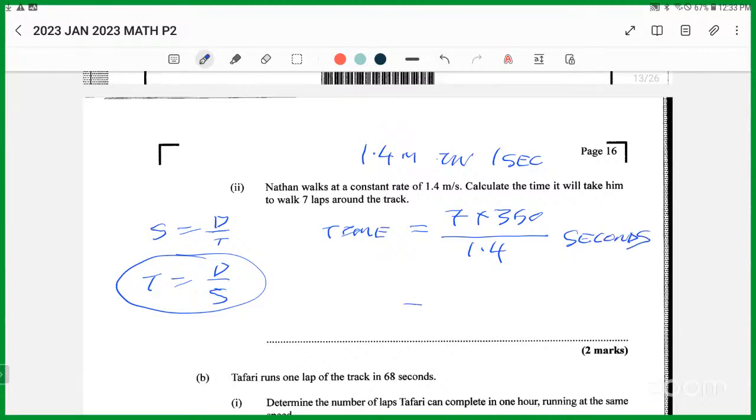What does it work out to? 1750 seconds. Simple. We're going to simplify it and put speed equals distance over time. The time equals distance over speed. You walk 7 laps. Each lap is 350 meters. The total distance walked is 7 times 350 meters, divided by the speed of 1.4.